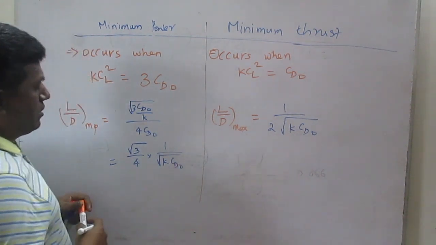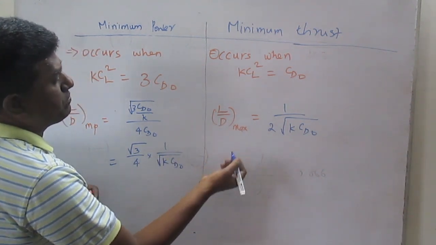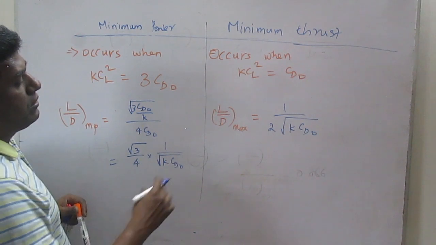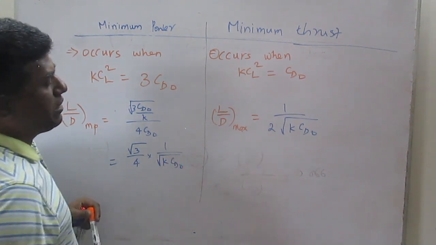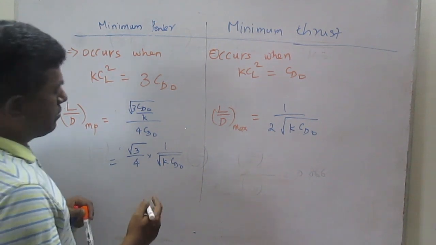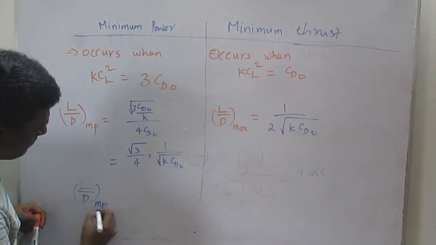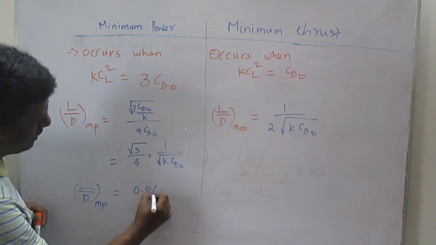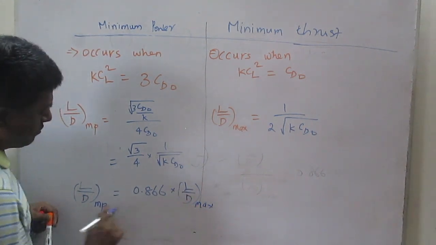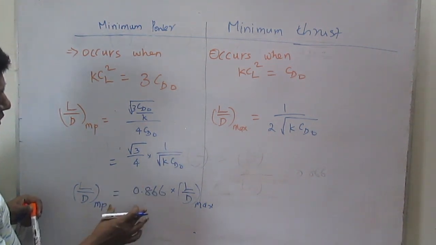So the comparison we can see right here, because L by D max is the maximum L by D ratio, achieved only when the drag is minimum. That is why we say it is L by D max. But for minimum power, the L by D ratio is equal to 0.866 times the maximum L by D ratio. So this L by D ratio is lower. That is what we are understanding here.